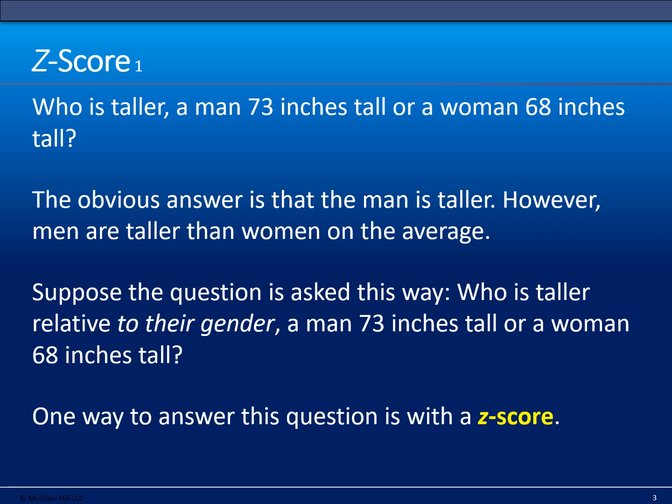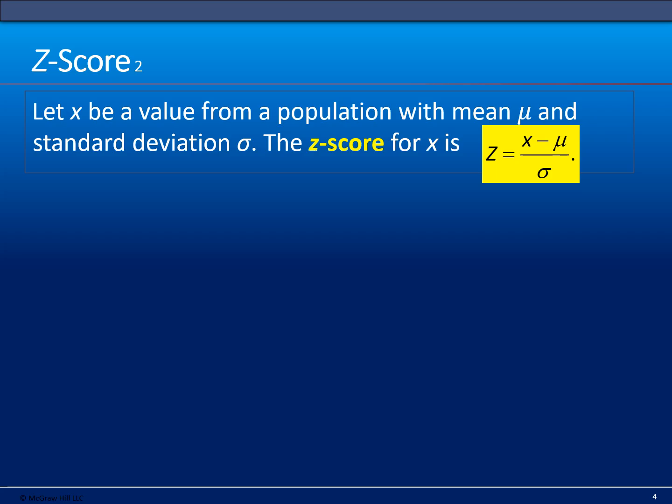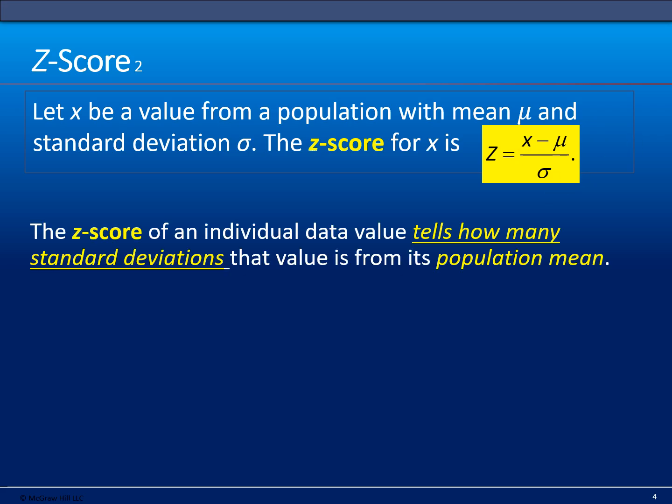One way to answer this question is with a z-score. Let x be a value from a population with mean mu and a standard deviation of sigma. The z-score for x is calculated this way. We take the data point x, subtract the average, the mean, and then divide it by the standard deviation. Z equals x minus mu over sigma.